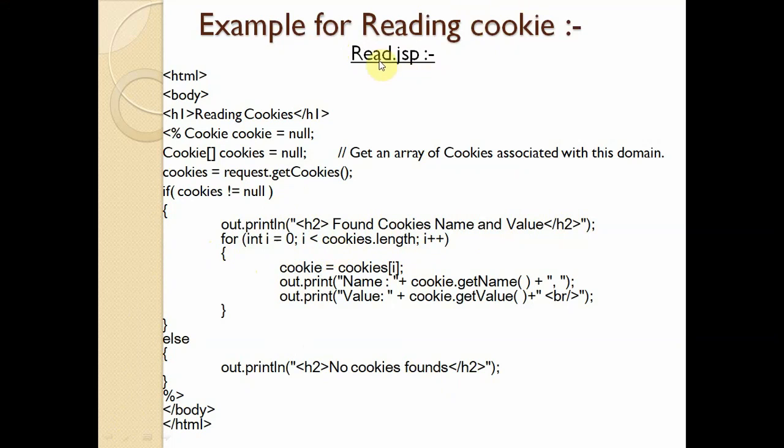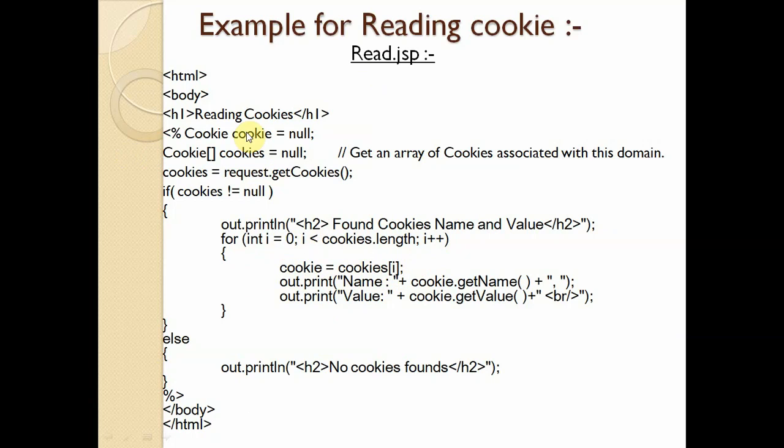So this is a JSP program and this JSP program will be on our server. So this program will run on the server and its output will be displayed on our client. So this is the for loop. For i equals 0, i less than cookies dot length and i plus plus. So one by one we are reading, accessing, retrieving these cookies. This is the cookies array and index 0, cookie 0 will be copied to the cookie variable.